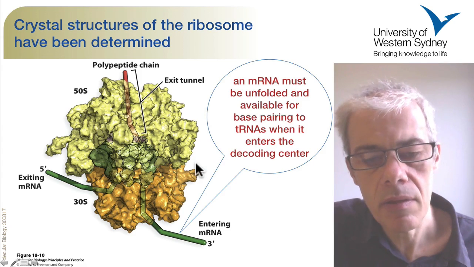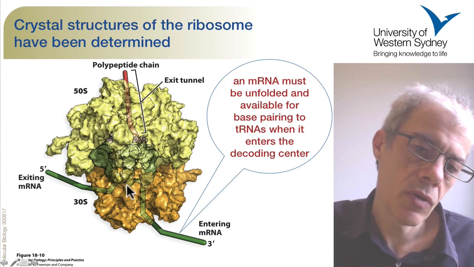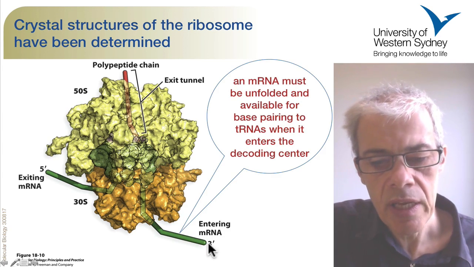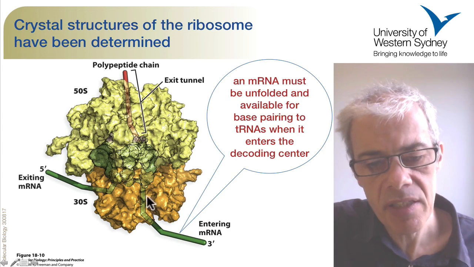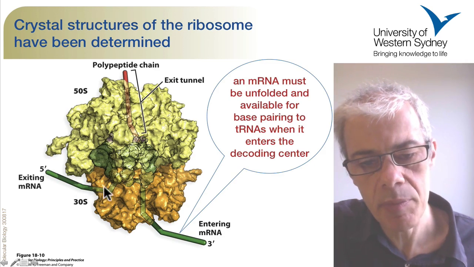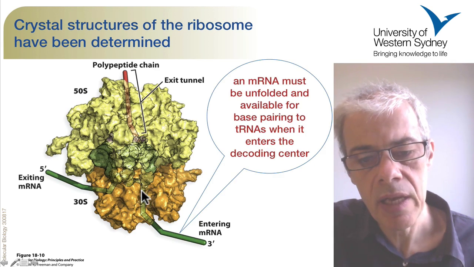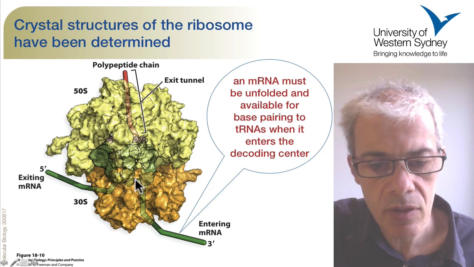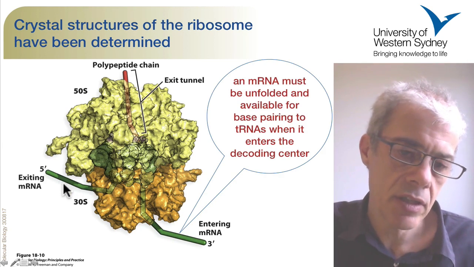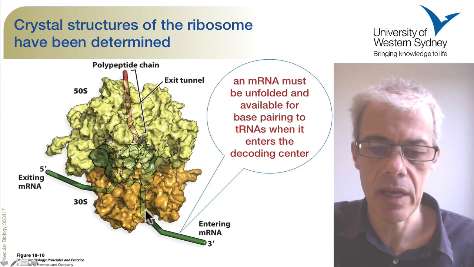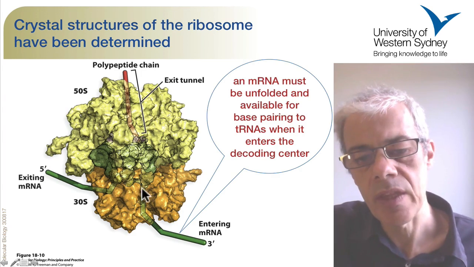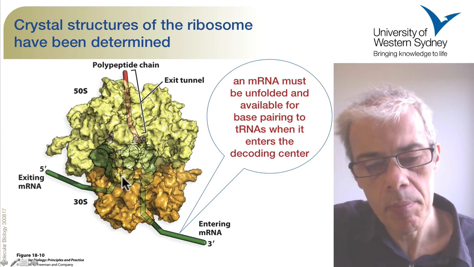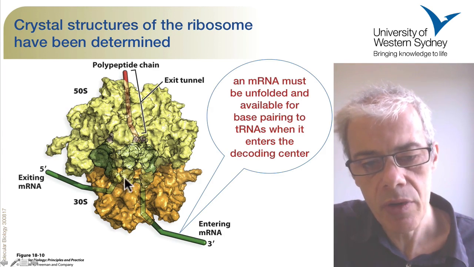So here's another 3D crystal structure of a ribosome, and this one's interesting because it shows the position of the messenger RNA within the 30S subunit, within the small subunit. And what you can see here is that the messenger RNA is unfolded and strung out into a sequence which can be easily read. Okay, and it forms this kink here. Now, this unfolded messenger RNA can then bind to the anticodon.